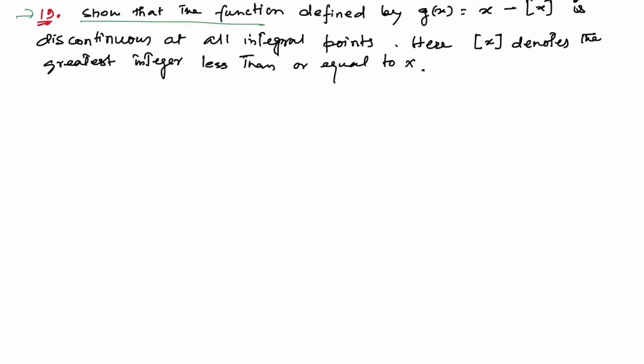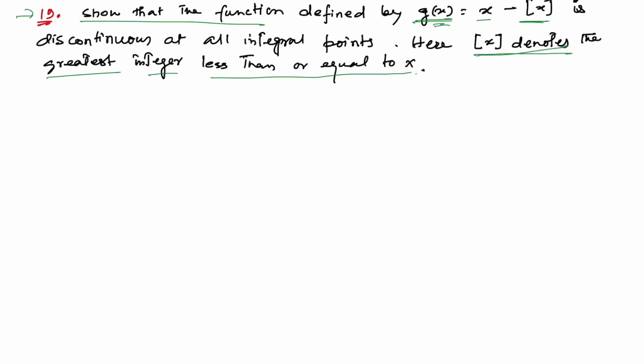Okay, now let us solve question number 19. Here, the function defined by g of x, which is equal to x minus the greatest integer function of x, that means this term x within square bracket denotes the greatest integer less than or equal to x.